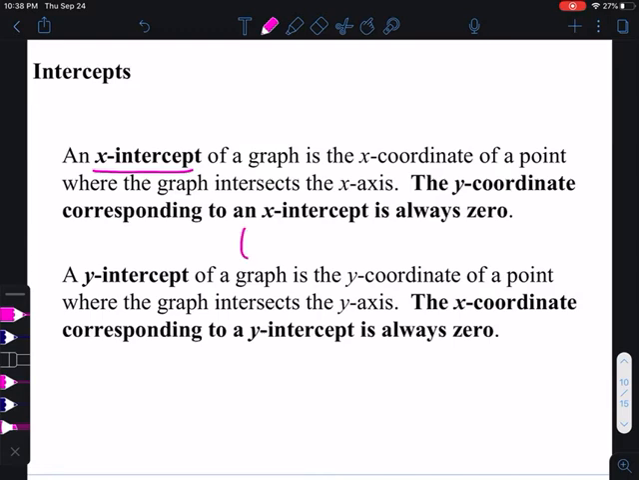So if I'm looking at an ordered pair, an x-intercept, I'm going to have a number, comma, 0. If I'm finding a y-intercept of a graph, it's the y-coordinate of a point where the graph intersects the y-axis. The x-coordinate corresponding to a y-intercept is always 0. So what happens with a y-intercept, that means that we have 0 left and right. We end up on the y-axis at some sort of number.